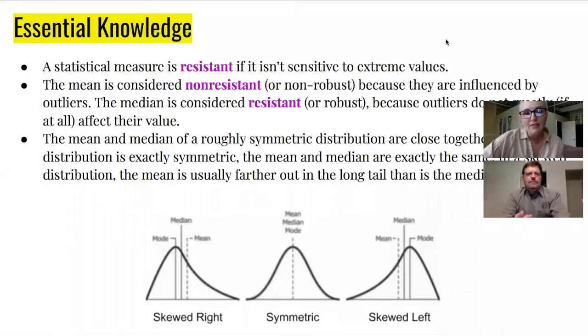So what we have are statistical measures that are considered resistant to extreme values, and statistical measures that are considered non-resistant to extreme values. And that's what you just saw in the previous graph: the United States was so much larger that it really pulled the mean towards it.